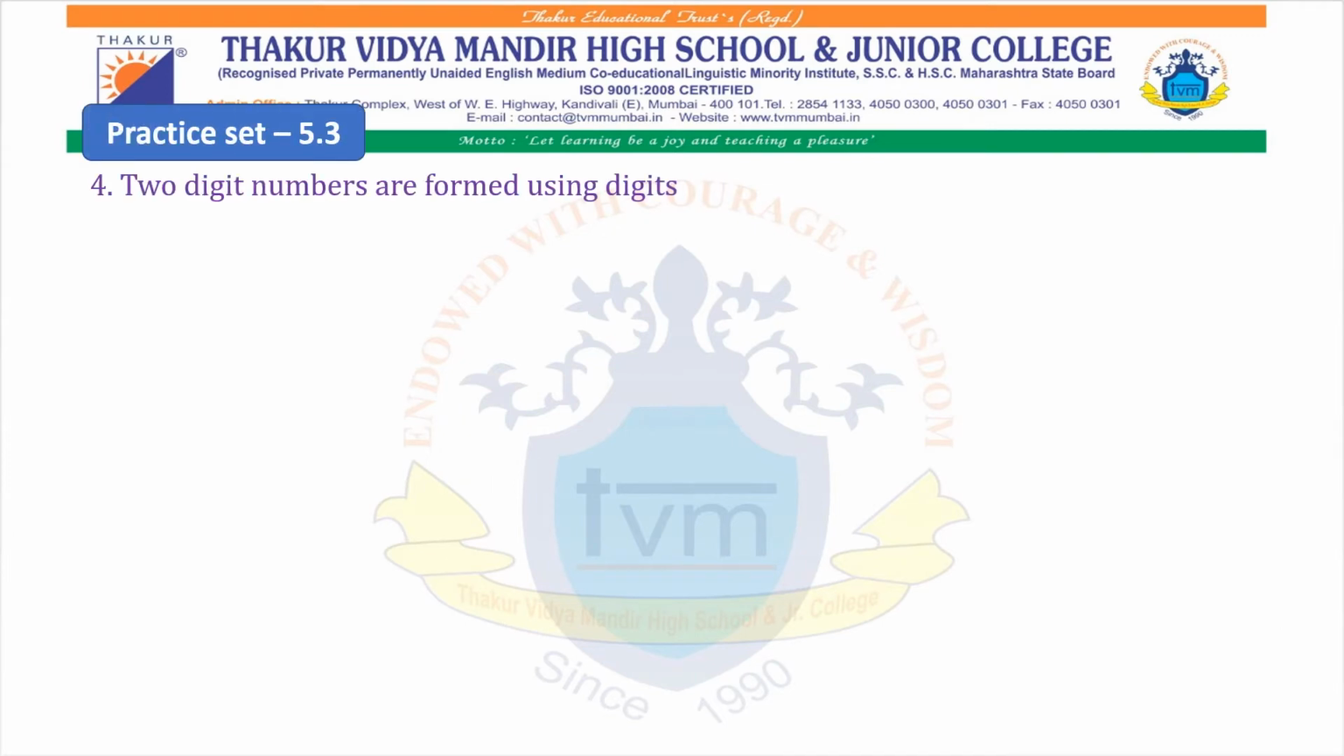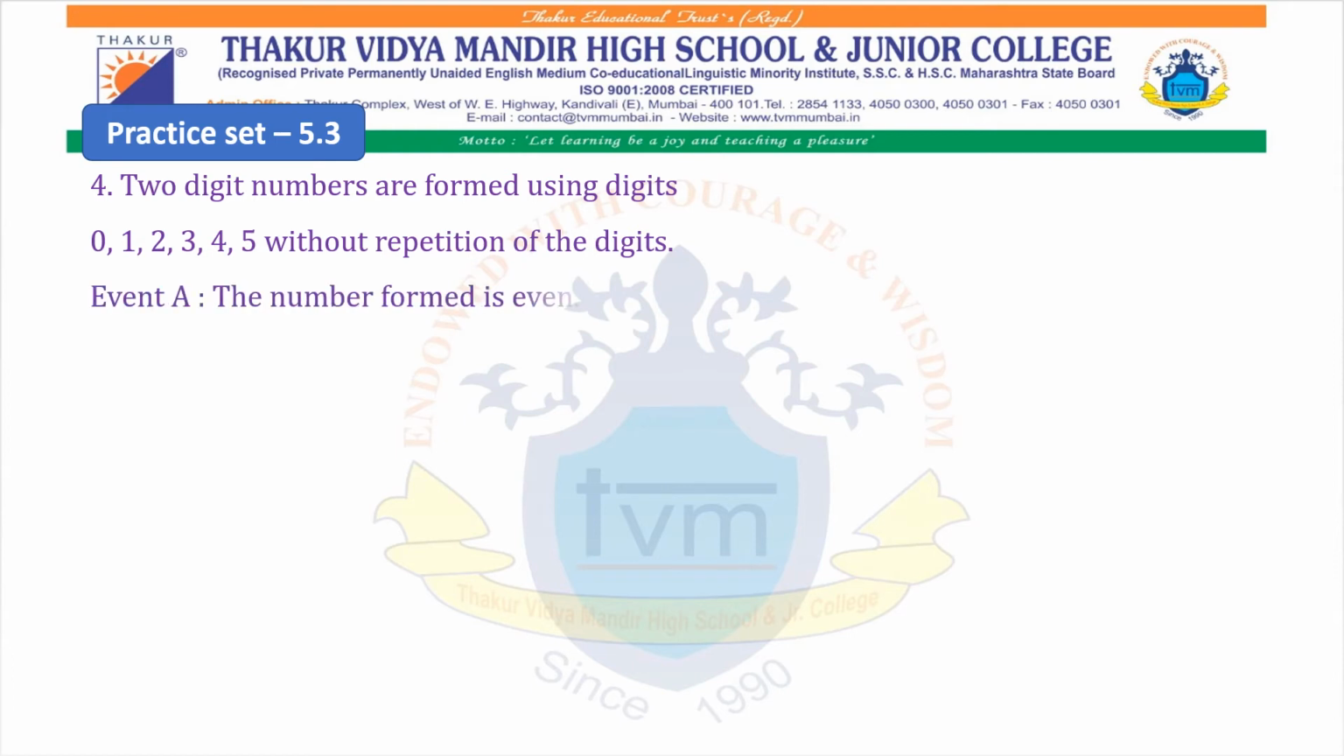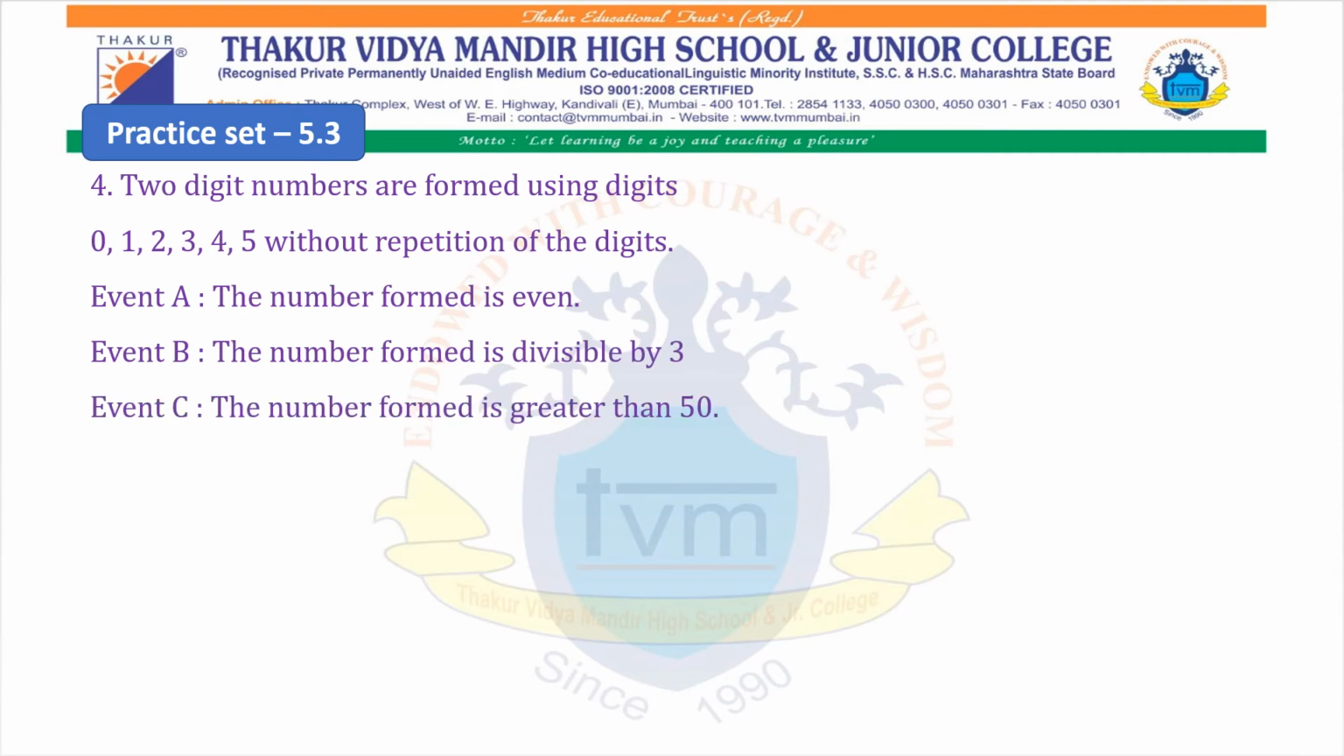Question 4. Two-digit numbers are formed using digits 0, 1, 2, 3, 4, 5 without repetition of the digit. Event A, the number formed is even. Event B, the number formed is divisible by 3. Event C, the number formed is greater than 50.